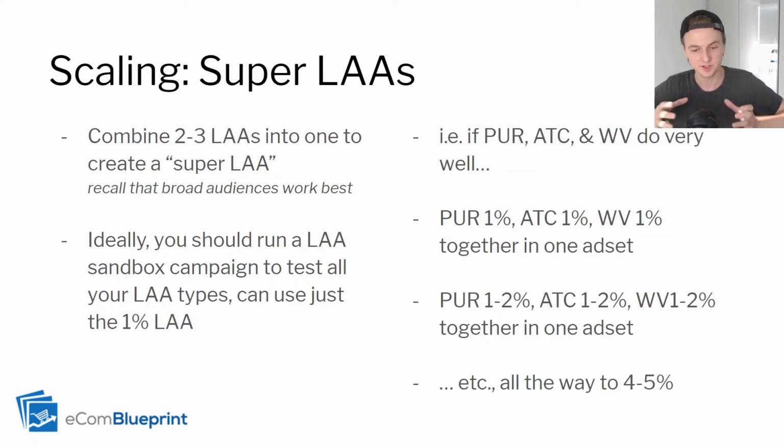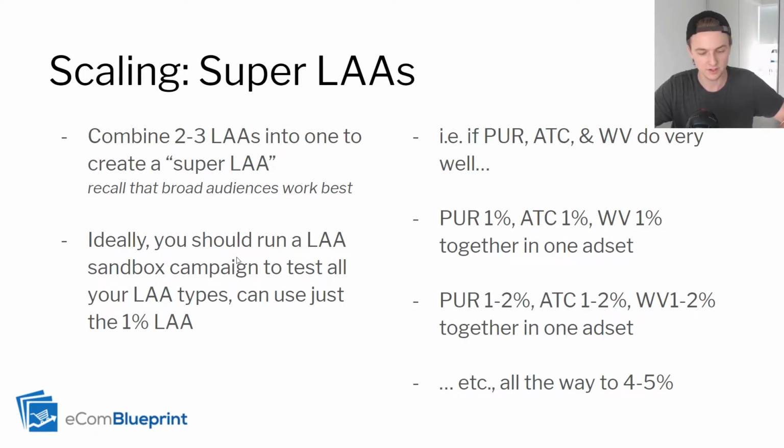Now the next formula is super lookalikes. And so this is basically combining 2 to 3 lookalikes into one to create a super lookalike. And as you recall, broad audiences work best. And so this is basically just combining lookalikes to create larger lookalikes and then running that. And you can do this instead of having multiple single lookalike audience campaigns. You can just combine it into one super lookalike audience campaign that avoids overlap, and it creates more broad audiences that you can work with. And so this works really, really well. This is like my favorite way to scale. And I definitely recommend you give it a try once you have enough data.